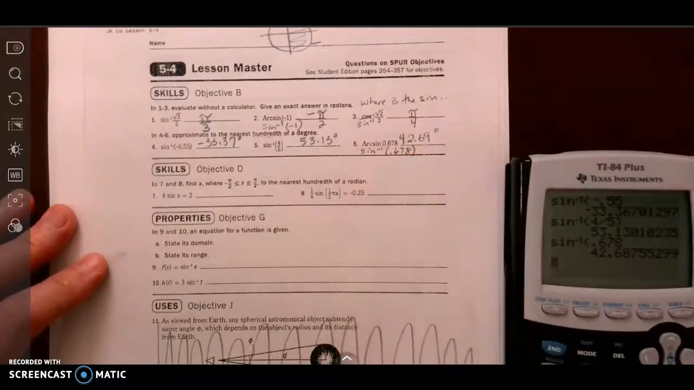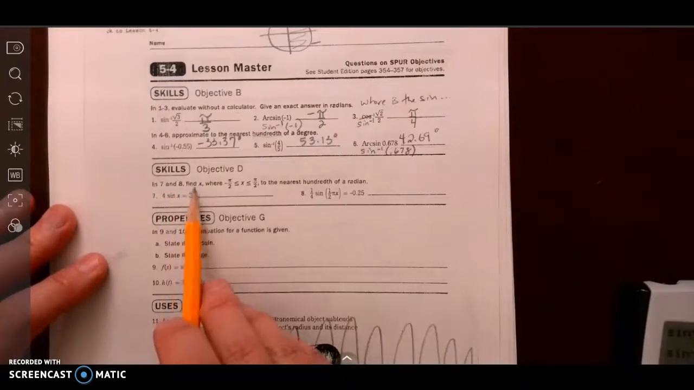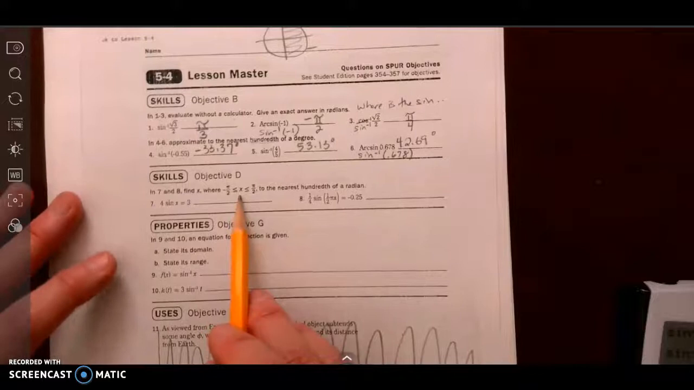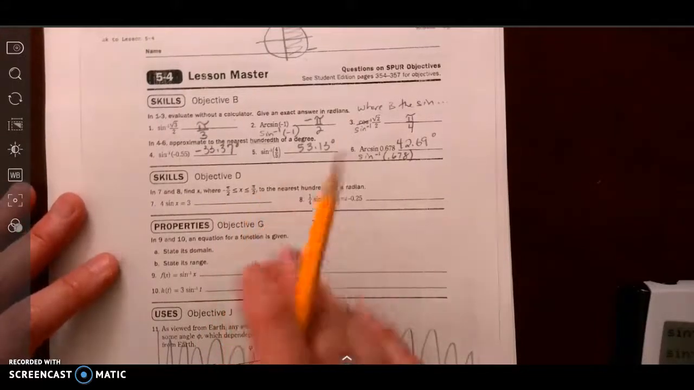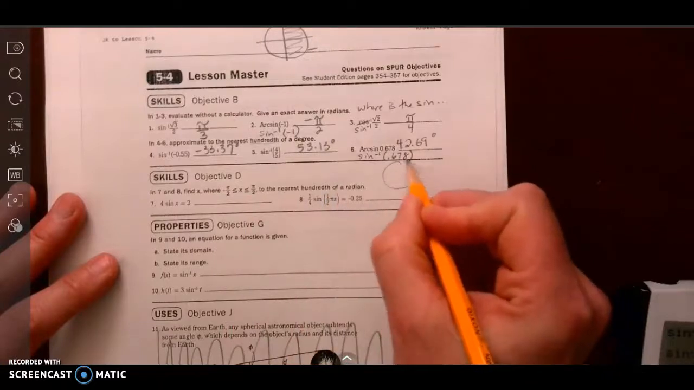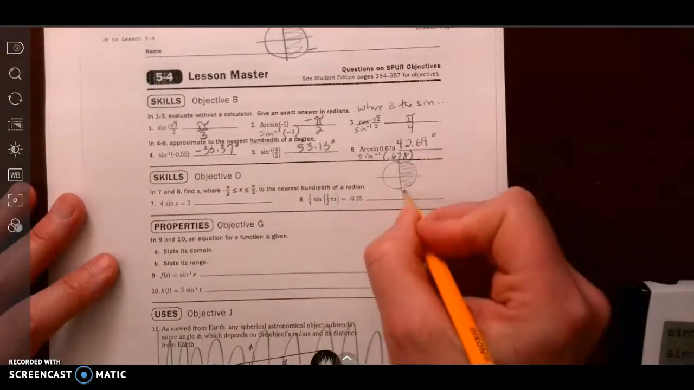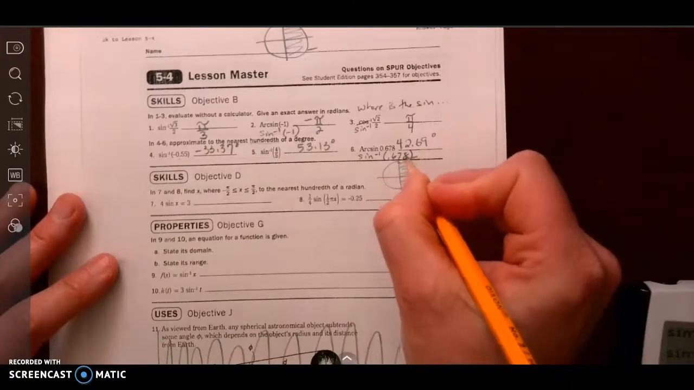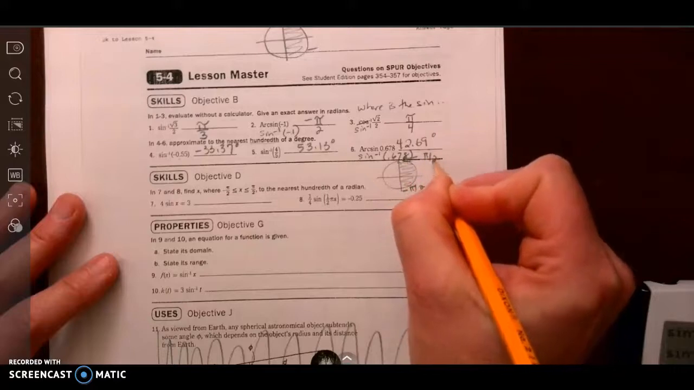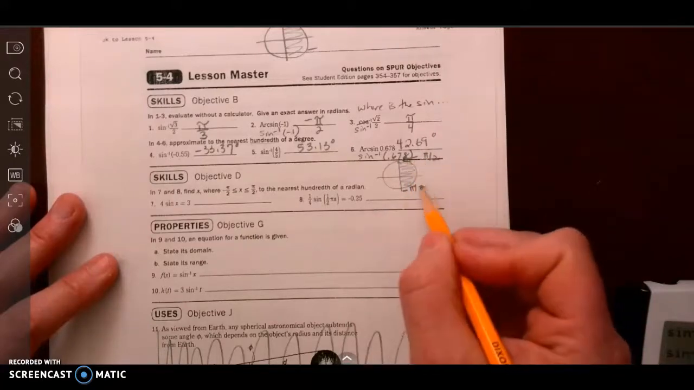Okay. For this next one, it says in 7 through 8, find x, where x is between negative pi over 2 and pi over 2. So it's telling me again on my unit circle, I'm going from here to here, and this is negative pi over 2. And at the top here would be pi over 2. So all my answers have to be in between here.